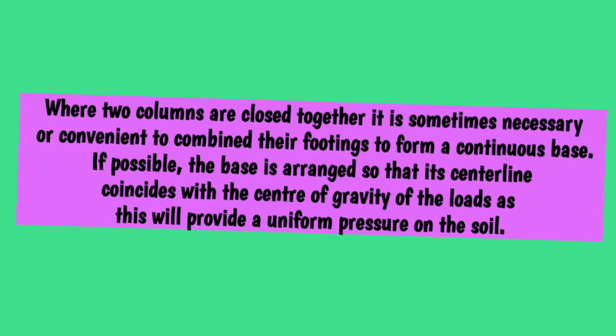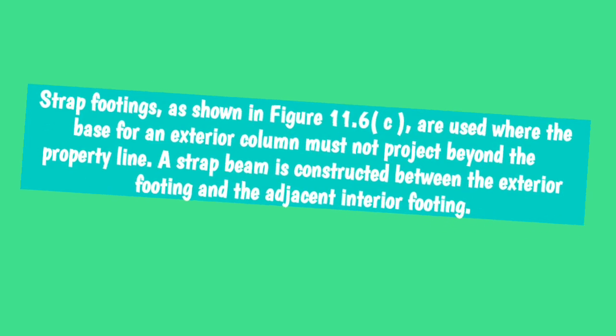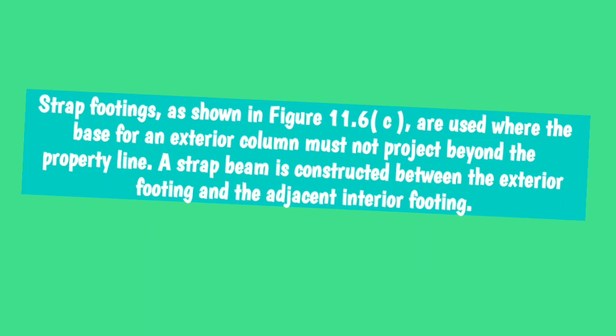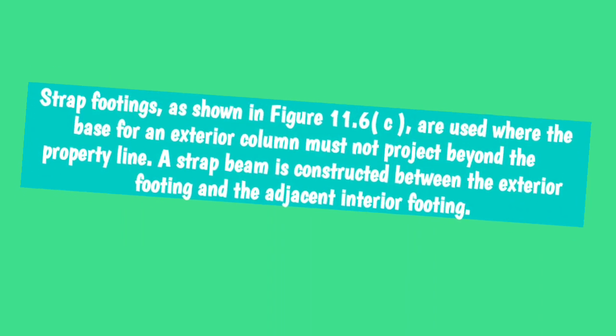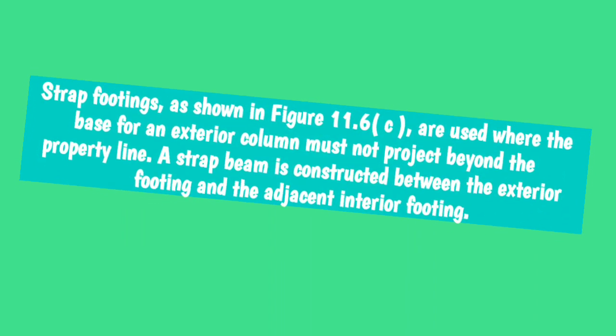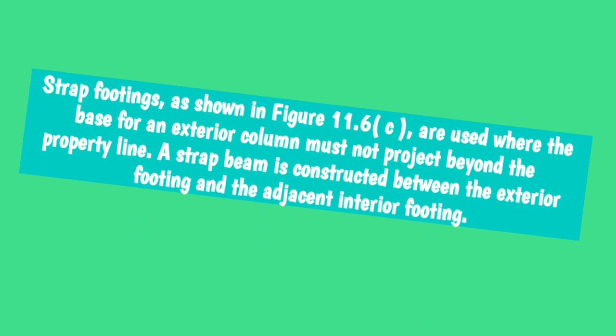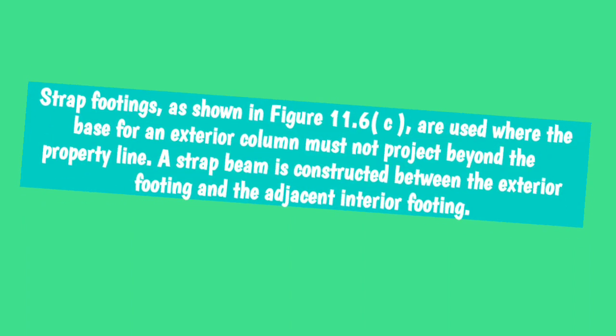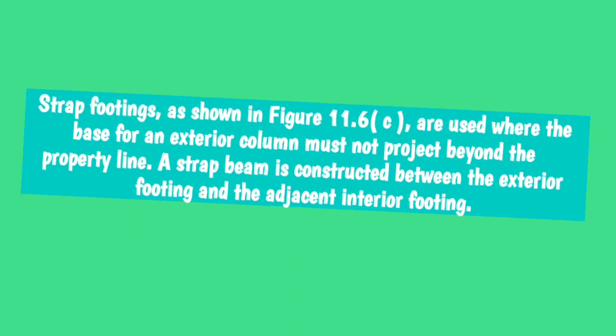Number three, strap footings. Strap footings, as shown in the figure 1.2c, are used where the base for the exterior column must not project beyond the property line. A strap beam is constructed between the exterior footing and the adjacent interior footing.